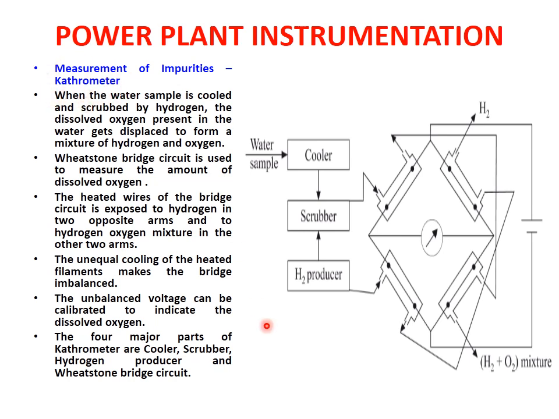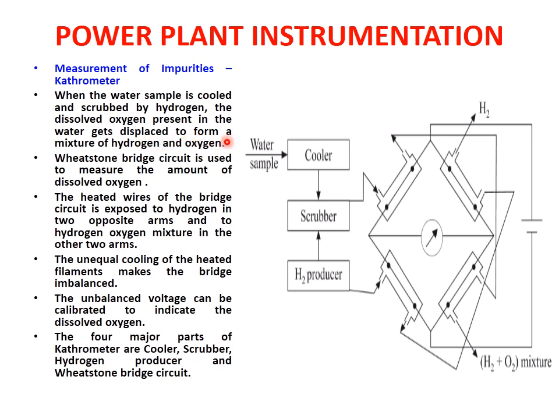Measurement of impurities, another type is a katharometer. This katharometer also measures the amount of impurities for the dissolved oxygen gas analyzer. It has four major components. All of you will be familiar with this diagram, which is known as a Wheatstone bridge circuit, and it will help us find the balanced and unbalanced condition, so that we know how much oxygen or how much hydrogen is there in the particular water sample. The four parts are the cooler, scrubber, hydrogen gas producer, and the Wheatstone bridge circuit.